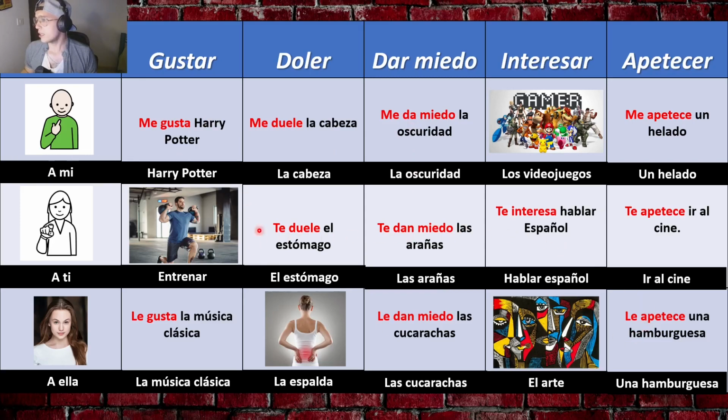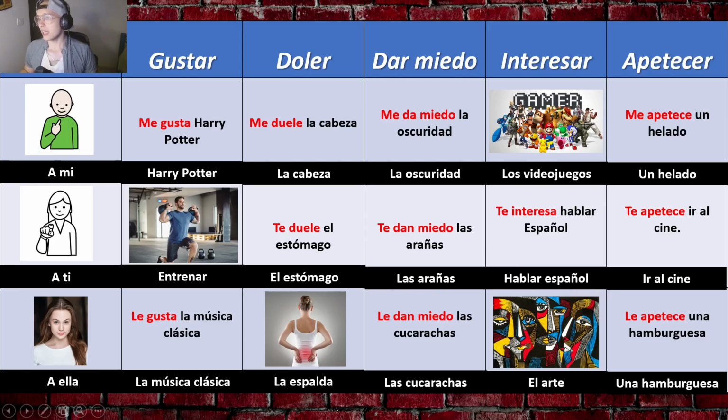Or in this case, we have Harry Potter, something singular, so we say gusta, and la música clásica, so we say gusta. The other thing you need to remember is that we always need to include this pronoun, okay? Me, when you're talking about yourself, te, when you talk about tú, or le, when you talk about he or she. Remember that we also have nos for nosotros and les for ellos, okay?